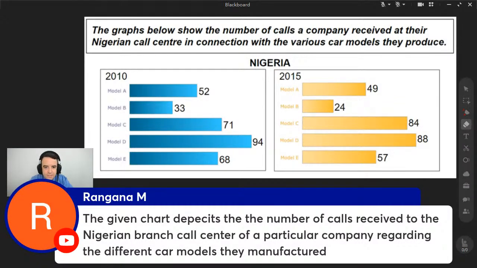Ranjana, the given chart depicts the number of calls received by, so the collocation received by the Nigerian branch, the Nigerian call center branch, no, the Nigerian, just go with call center. You're making that a bit confusing. Of a particular company regarding the different car models they manufactured. It says produce in the question, which is present simple, so we'll say produce as well. Manufacture in present simple as well in your paraphrase. That's a relatively good paraphrase though, Ranjana.